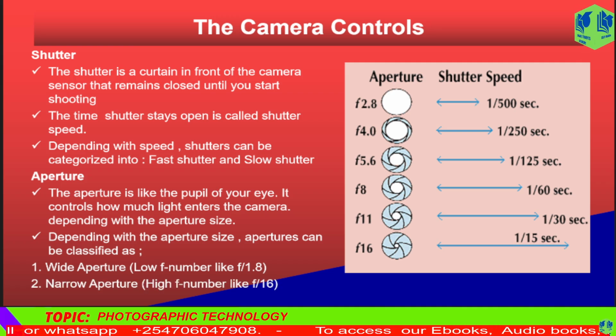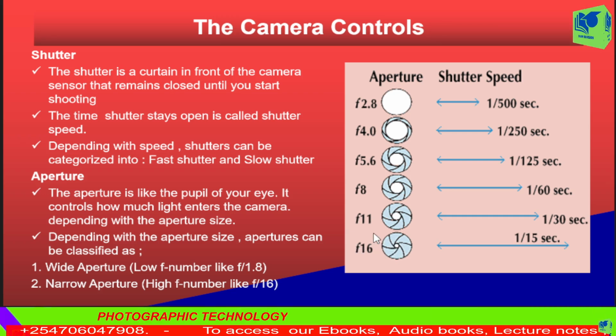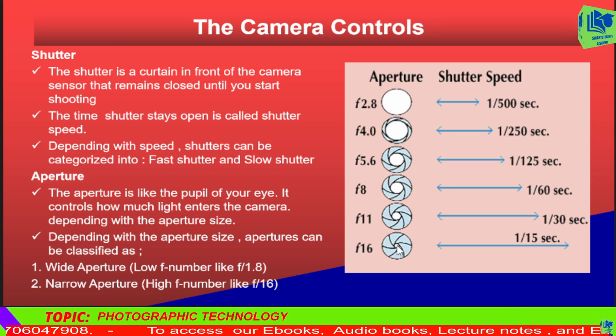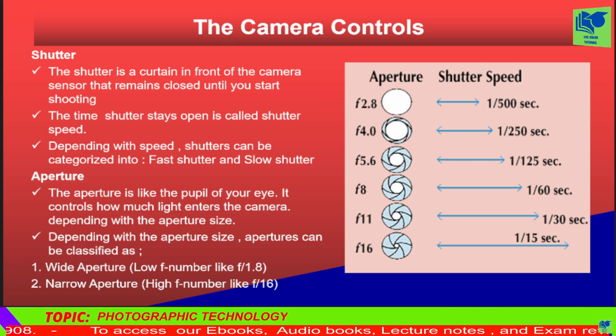2. Narrow aperture, high f number like f/16. The pupil is very small, letting in less light. This is used for landscape photography where you want everything in focus, from the flowers in the foreground to the mountains in the background.